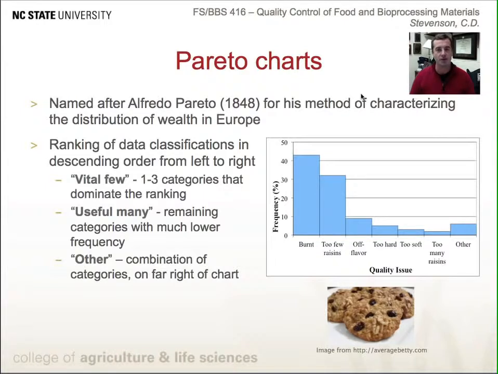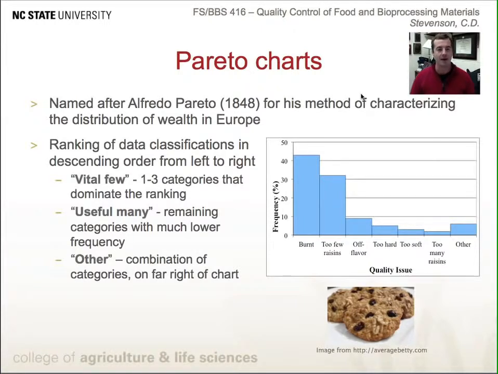Next, we can talk about the useful many. These are those that don't come close to the vital few in terms of frequency, but you can see if you started stacking them up, they sure would add up. So we can focus on cookies that have bad off flavors, or maybe the texture's not right because they're too hard or too soft, or maybe there were too many raisins on these ones.